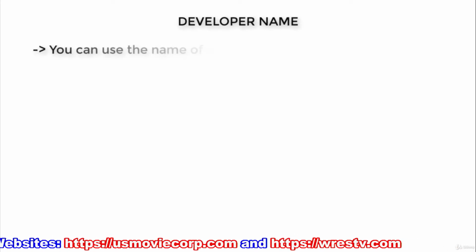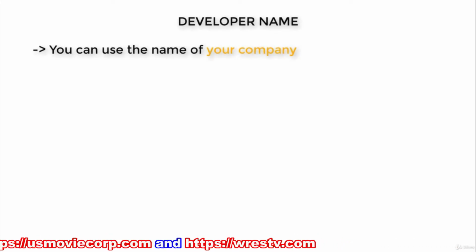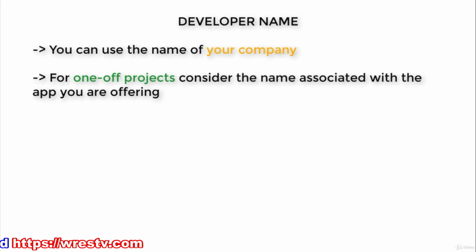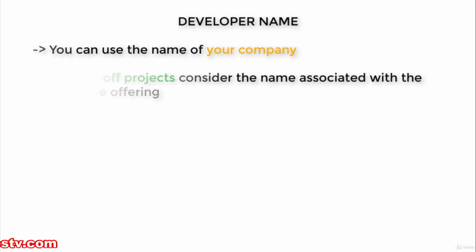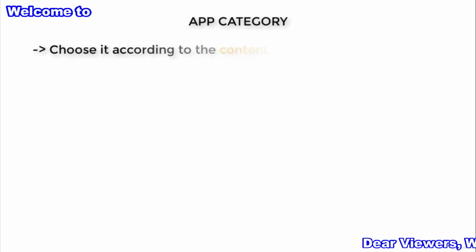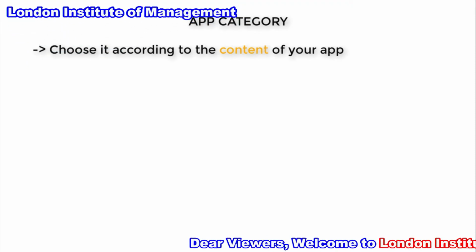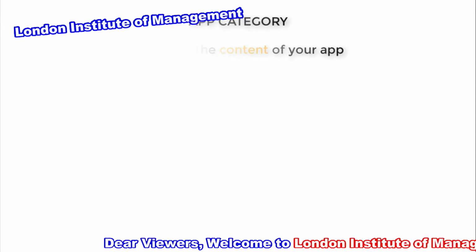As a developer name, you can use the name of your company, or if it's a one-off project, you can consider a name that is associated with the app you are offering, something like photo dev in our case. App category should be chosen according to the content of your app. In our case it will be photography, so no surprise there.